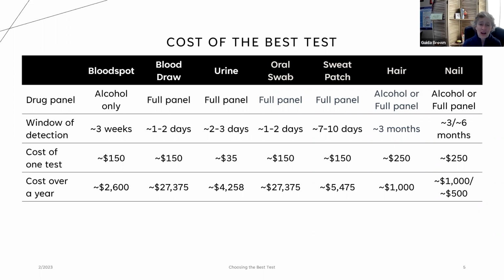A blood draw, both the blood draw and the oral swab are cost prohibitive, not because that initial test is that expensive, it's about $150, so the same as many of these tests, but because of that window of detection.